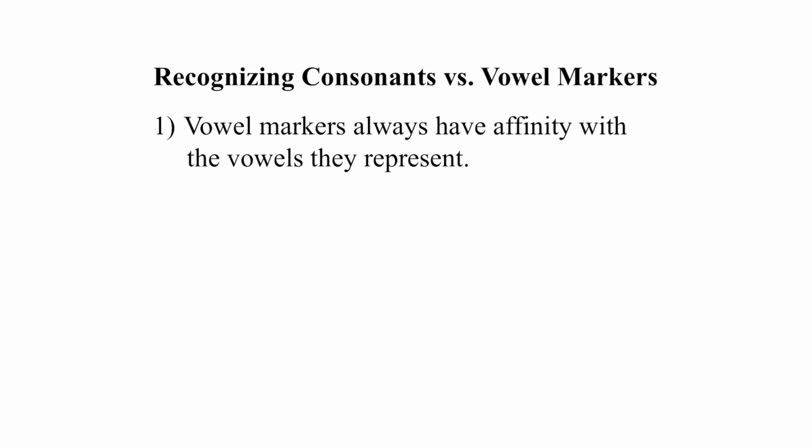Keep in mind that vowel markers always have to have affinity with the vowel that they are paired with. So, for example, in the long O and long U, O and oo, the vav has affinity with those vowels because you can hear the transition in sound that is consistent with that type of consonant.